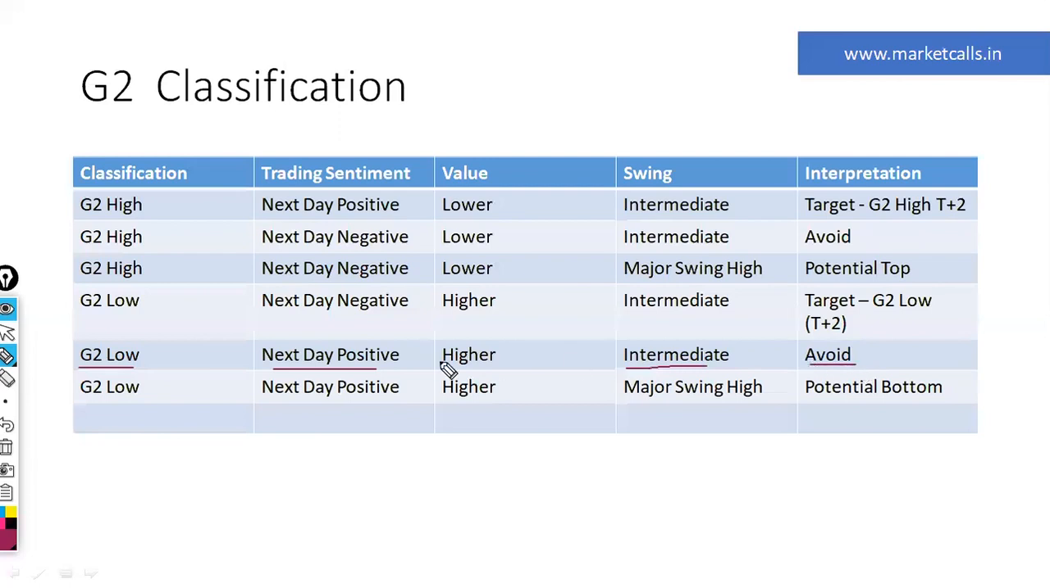And next comes the G2 low. If the next day it is staying positive, and the G2 low is coming at a major swing, it's supposed to be a major swing low. There's a small change over there. It is an indication that it could be a potential market bottom.